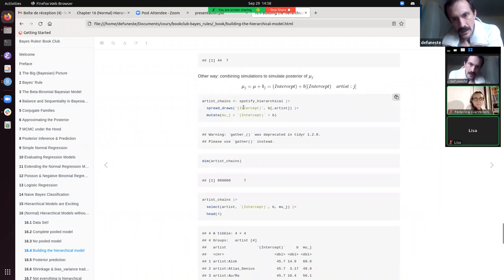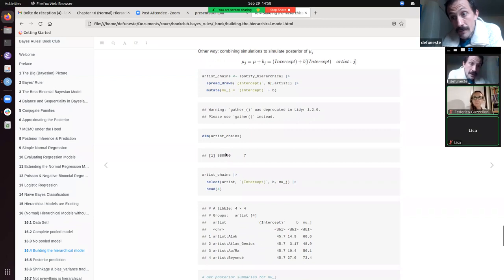And this is where they use spread draw. I think it's a way to gather information and mutate when you have gathered it. You are basically spreading the data frame with the intercept and the artist specific. And you recreate mu g with each intercept plus the bg. Because we are spreading, that makes a huge data frame, basically 44 times 20,000 with 7 rows. So I can show you. That's a big data frame, our artist chain.